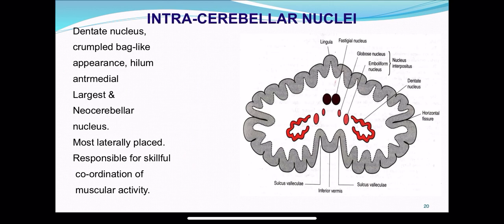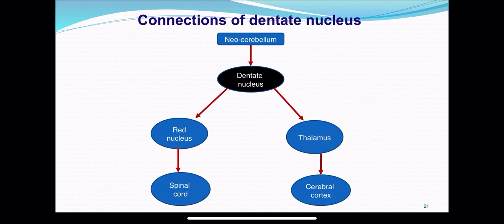It has a crumpled bag-like appearance. The hilum has an anteromedial position. It's the largest and a neocerebellar nucleus, which means it has more connections with the cerebral cortex or cerebrum. It's most laterally placed, responsible for skillful coordination of muscular activity. So anything which has more cerebral cortical connection is more responsible for skillful coordination of muscular activity.